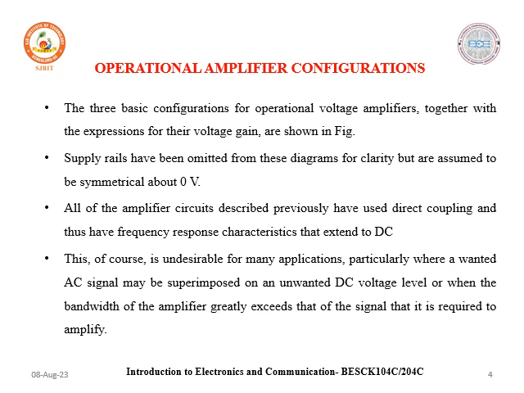The supply lines have been omitted from these diagrams for clarity, but are assumed to be symmetric about 0 volt. All the amplifier circuits listed have used direct coupling and have frequency response characteristics that extend to DC. Of course, this is undesirable for many applications, particularly when unwanted AC signals may be superimposed on an unwanted DC voltage level, or when the bandwidth of the amplifier greatly exceeds that of the signal that is required to amplify.